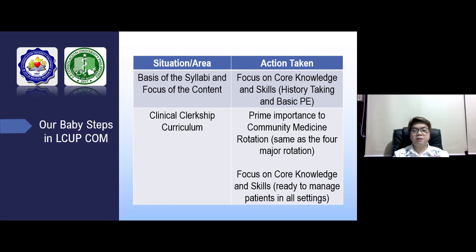Even prior to the implementation of the Joint Administrative Order, we have placed prime importance on the community medicine rotation of the clinical clerks. This rotation is given the same importance and attention as the four major rotations of internal medicine, pediatrics, obstetrics and gynecology, and surgery. Clinical clerks were also trained to manage patients in all settings, to include that of communities with low or lack of resources like laboratory facilities.